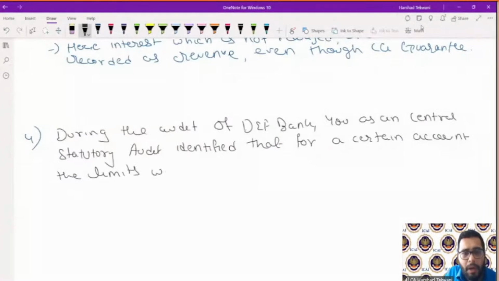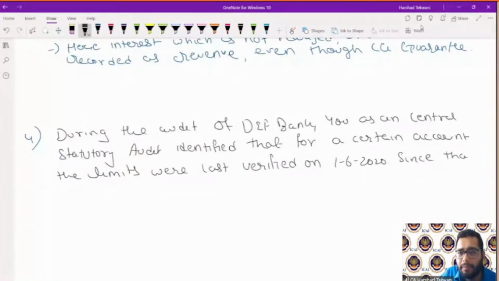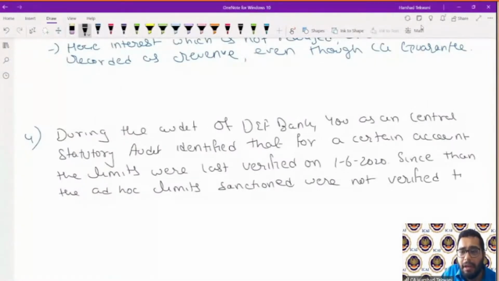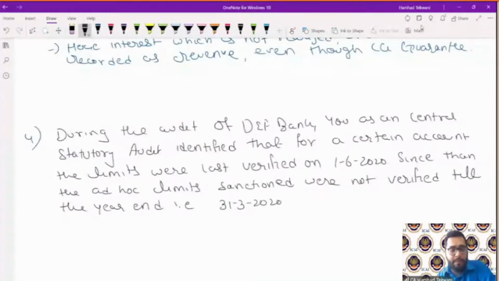1/6/2020. Since then, the limit sanctioned or the ad hoc limits sanctioned were not verified till the year end, that is 31/3/2020 or 2021. Okay.